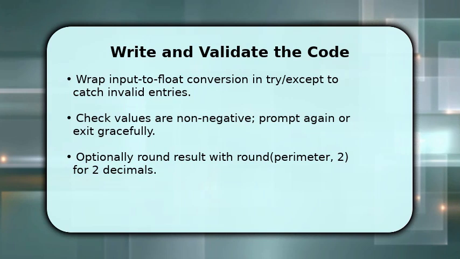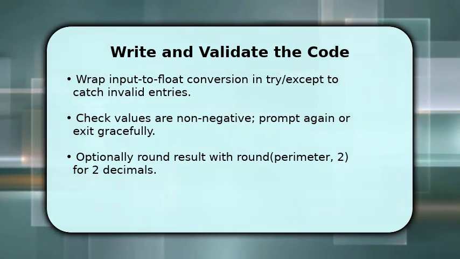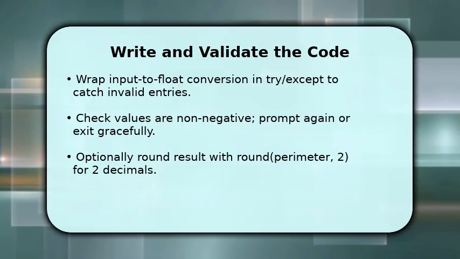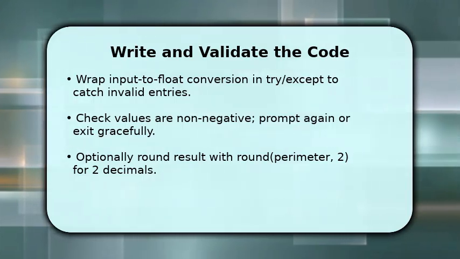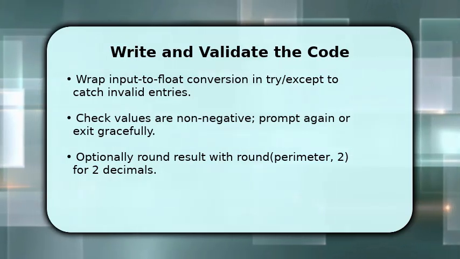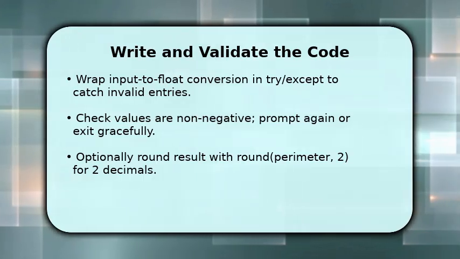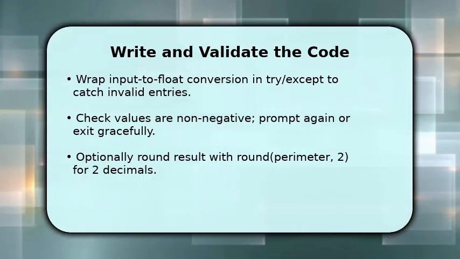You now implement the middle steps. Write the input, conversion, and calculation lines inside a small block that validates data. Use try/except around float to catch typing errors and give the user a clear message. Also enforce non-negative values because negatives don't make sense for lengths. Either reprompt or print an error and exit.